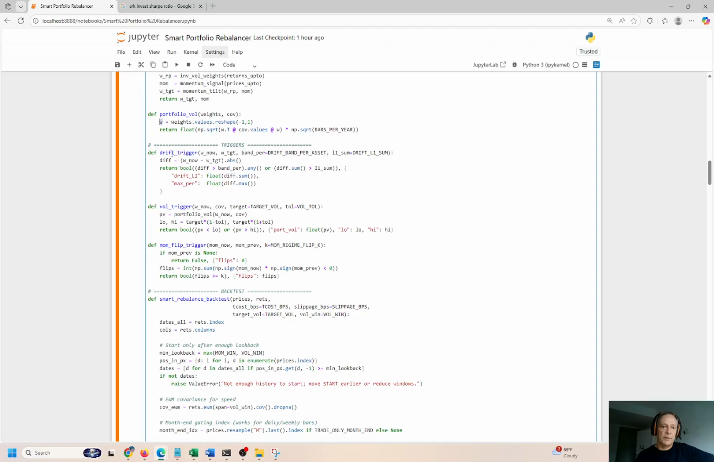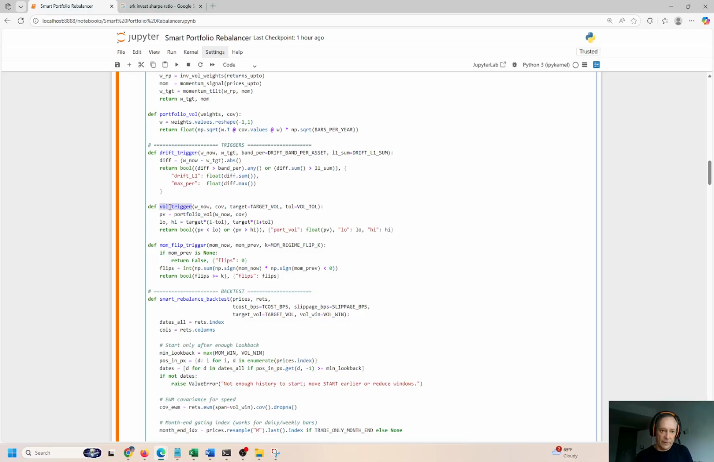So we're in good shape here. Drift trigger. So now we're looking at things like differences over time. Is the difference increasing? Is it decreasing? Things like that.